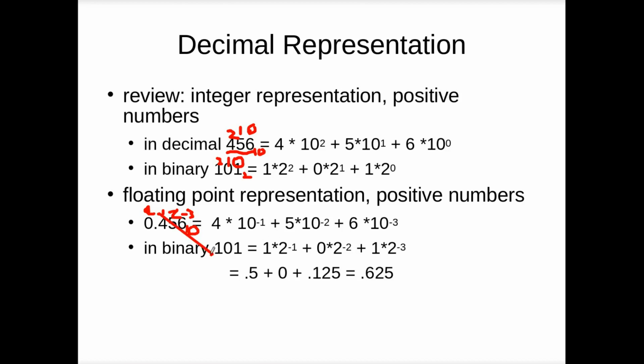For binary, this should be 0.1, so 1 times 2 to the negative 1, 0 times 2 to the negative 2. These values would be, negative 1 is going to be 1/2, so that's 2 to the negative 1. 2 to the negative 2 is going to be 1/4, and 2 to the negative 3 would be 1/8. You can basically use these binary numbers to approximate what the fractional numbers are going to be.